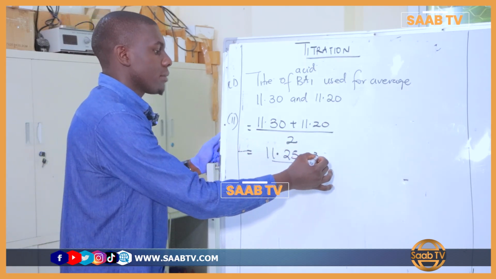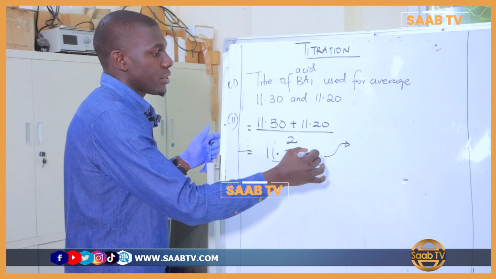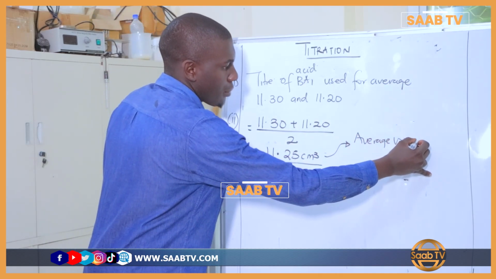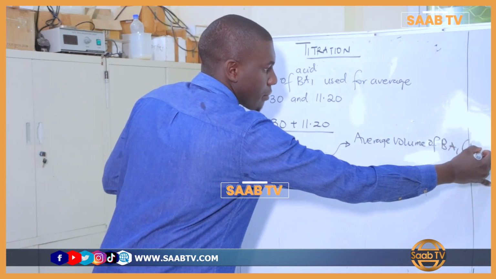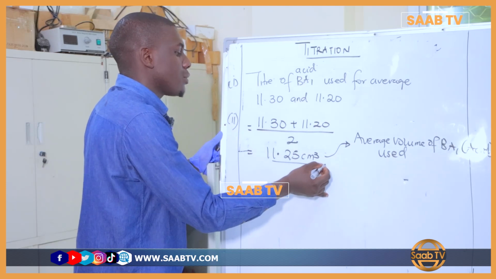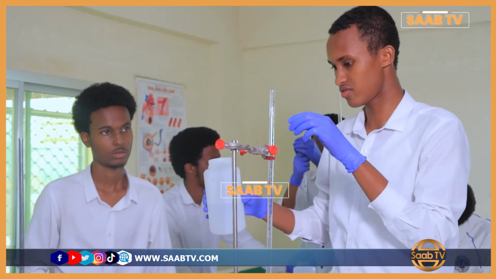So this one here, the value we've gotten is the average volume. The average volume of BA1. BA1 is the acid. So this is the volume of the acid we use, average. Okay? We shall need it in other calculations.